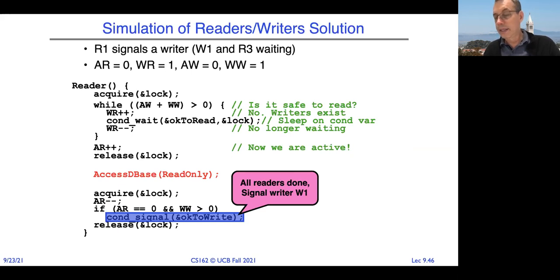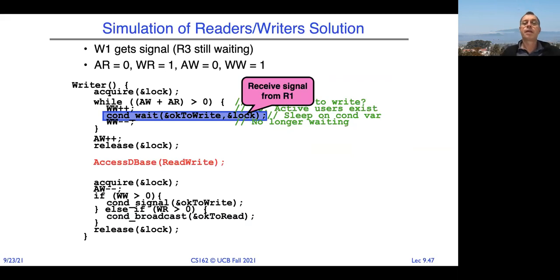So all right, readers are done. You can see the signal to writer W1. So now the writer, which was waiting on the condition variable okay to write, receives a signal. It's moved to the ready queue, and now we can start executing this thread. It acquires the lock back because remember, we are still in the critical section.